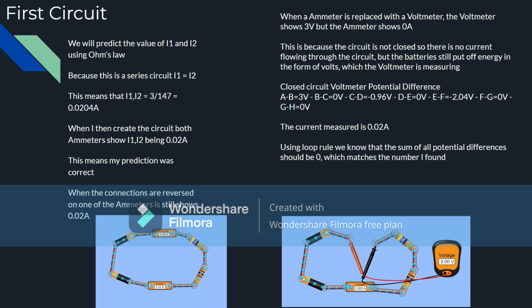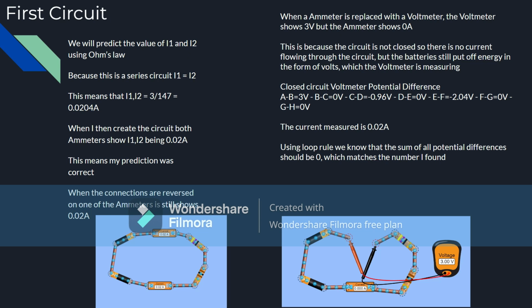First circuit, we will predict the value of current 1 and current 2 using Ohm's law. Because this is a series circuit, current 1 and current 2 are the same. This means that current 1 and current 2 are equal to 3 over 147, equals 0.0204 amps. When I create the circuit, both ammeters show current 1 and current 2 being 0.02 amps. This means my prediction was correct.